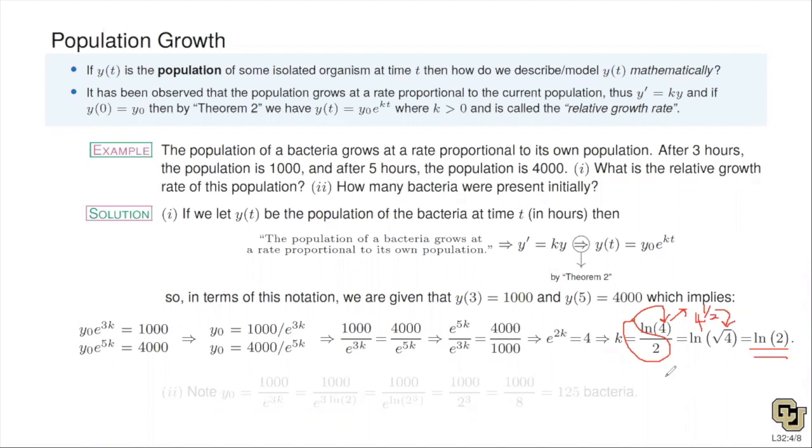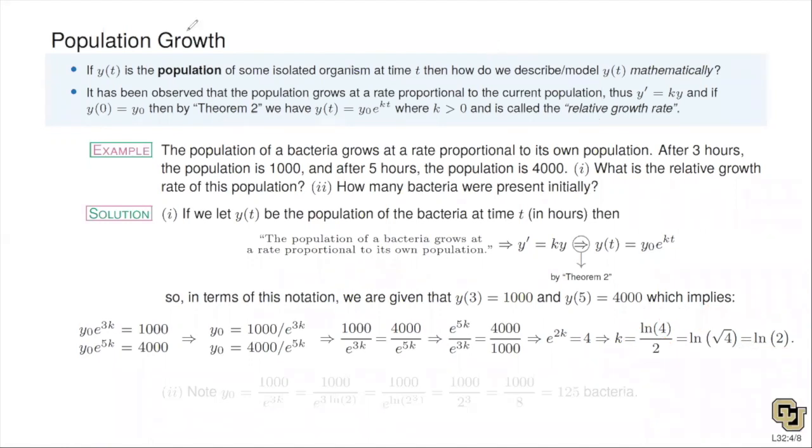And ln of 2 is a positive number. How do I know ln of 2 is a positive number? Think of the graph of the natural log function. It crosses the axis at 1. So here I'm at ln of 2. And so you can see from the graph, ln of 2 will be a positive number.